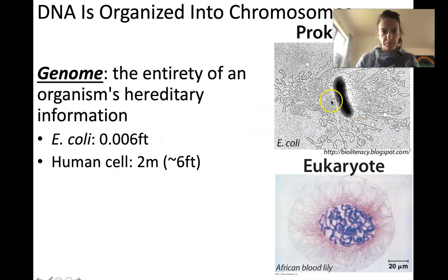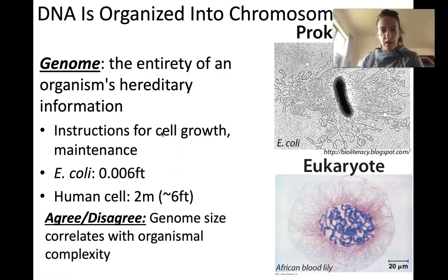Okay. All right. So a genome is the entirety of an organism's hereditary information. Okay. So in E. coli, if you laid out the DNA lengthwise, it would be about 0.006 feet. If you laid out our DNA, it would be about 6 feet, okay, per cell. And your genome then is all your information, and this provides the instructions for cell growth, maintenance, protein expression, all this fun stuff, right? And what I want you to think about before we talk tomorrow is, do you think that genome size correlates with organismal complexity?